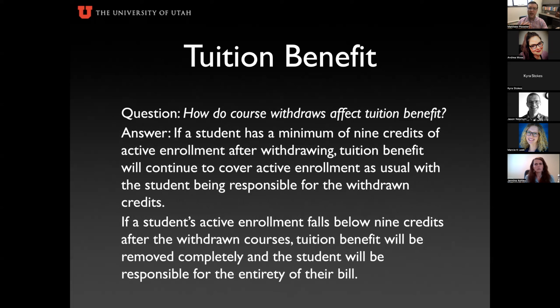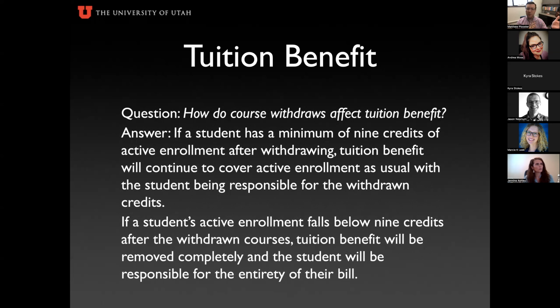Excellent question. If your student has a minimum of 9 credits of active enrollment after the withdrawal, so let's say they're in 12 credits, but they withdraw from 3 credits, that's still a minimum of 9 credits, and tuition benefit will cover those 9 credits as usual. And the student will only be responsible for the withdrawn credit or credits.